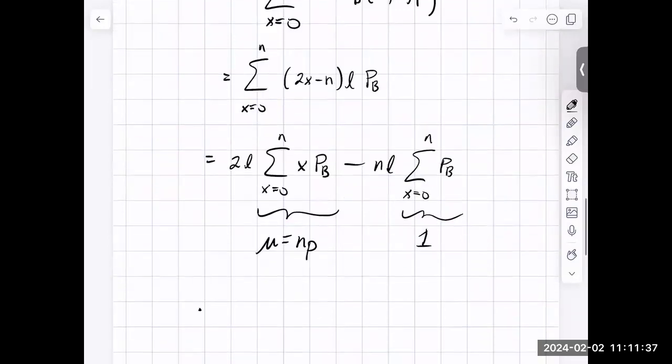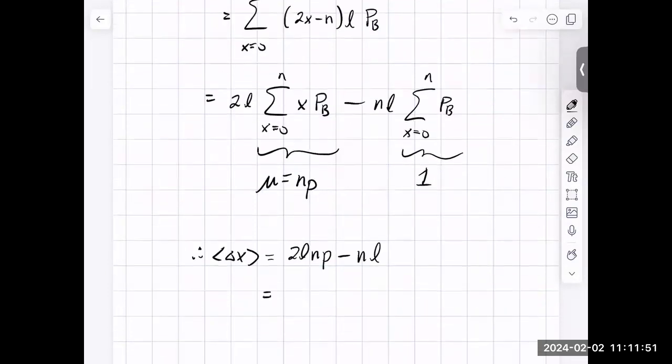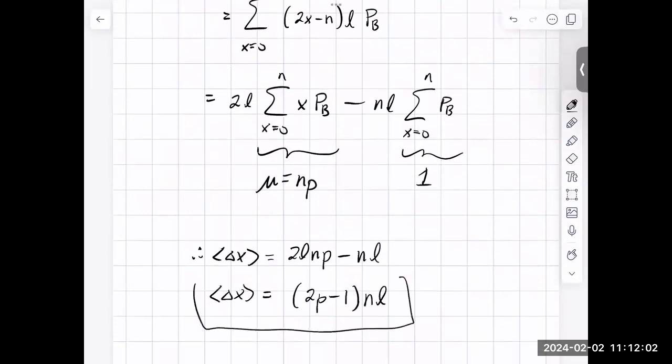Okay, and so that means that our average of delta x is equal to 2L NP minus NL. And so we can factor out an NL. So it would be 2P minus 1 times NL. And that is our average of delta x. Now, for someone who's really plastered, if P is 1/2, then there's no preference of stepping in one direction or the other. We get 2 times 1/2 is 1 minus 1 is 0. So we get the expected result of delta x is equal to 0 if P is equal to 1/2, as expected.